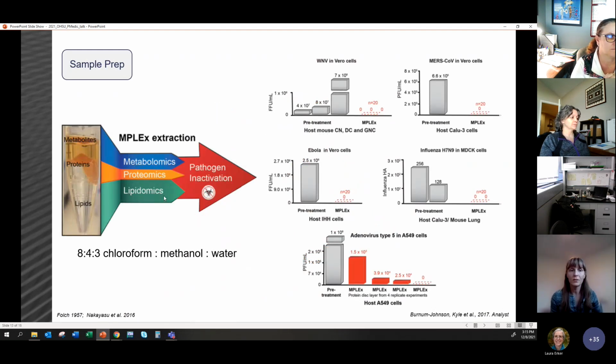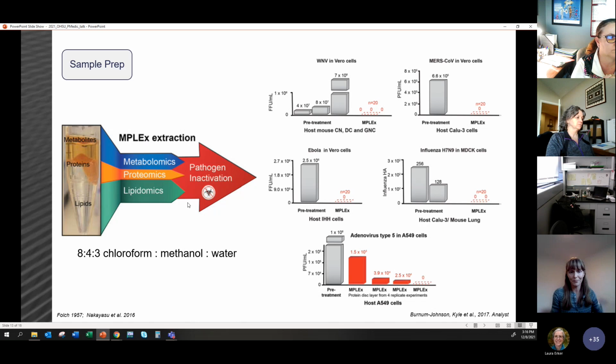For sample prep, we use a very traditional method, developed in the 1950s, called the Folch extraction. At PNNL, the Folch extraction separates metabolites, proteins and lipids, and we can actually use each one of these layers. So this is a method that we call MPLEX, for metabolite protein lipid extraction. If you use a particular ratio of these solvents, 8:4:3, it automatically causes a phase separation of all these materials. And so almost all the lipids go down into this layer.